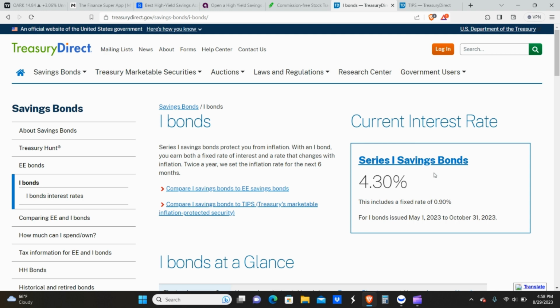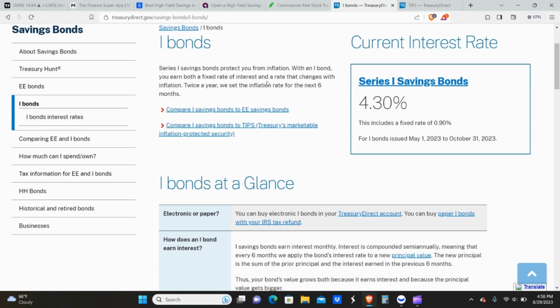Not exactly sure 100% what this is, but it's a Series I savings bond, which is more or less designed to kind of match inflation. So it says here, a Series I savings bond protects you from inflation. With an I bond, you earn both a fixed rate of interest and a rate that changes with inflation. Twice a year, we set the inflation rate for the next 6 months.